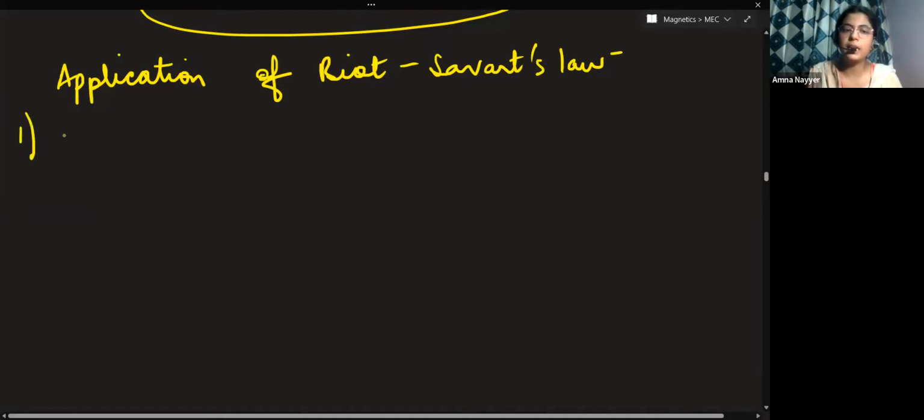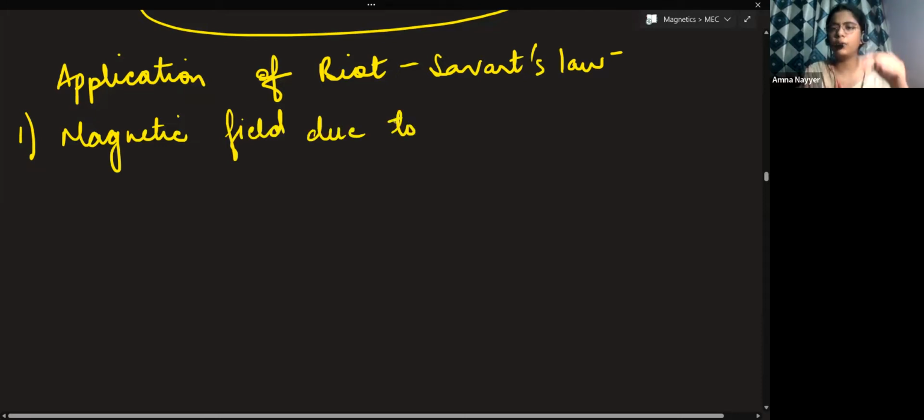The first application is to find the magnetic field due to a straight wire. If you are given a straight wire, then what is the magnetic field? This derivation is not now included in your 12th syllabus. The circular one is included, that we'll do.